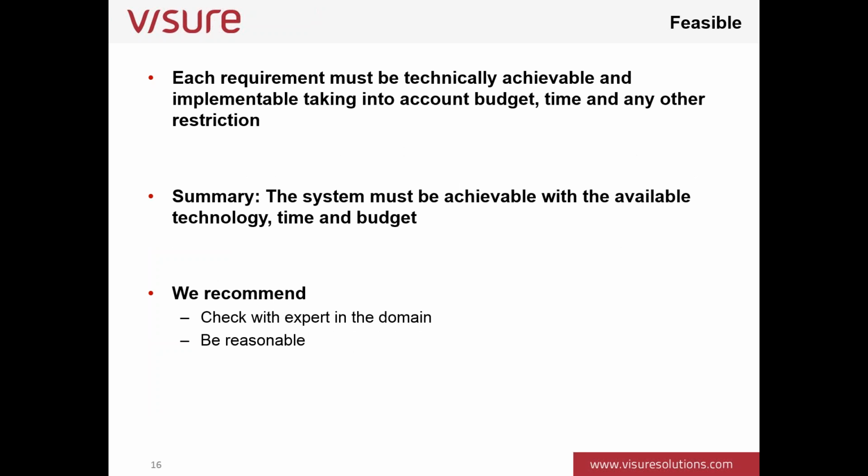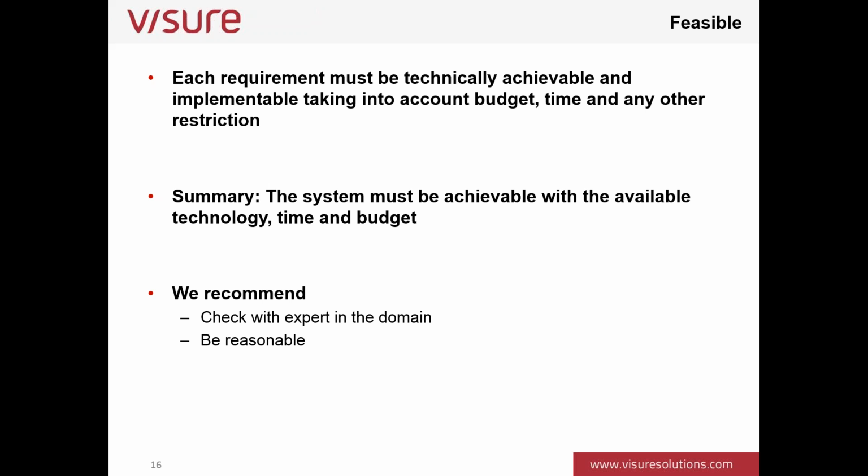Feasible: the requirements must be feasible. Of course, it seems logical, but it's not always so easy. Each requirement must be technically achievable and implementable, taking into account our current budget, the time, and any other constraint, any other restriction. Basically, we must achieve what we are going to specify with the available technology, time, and budget.